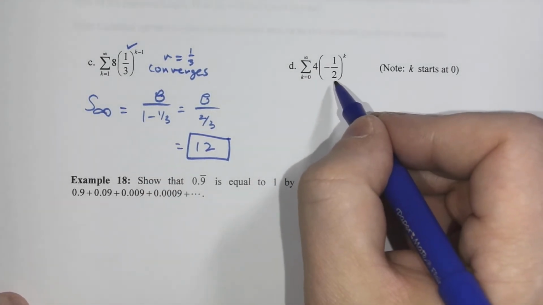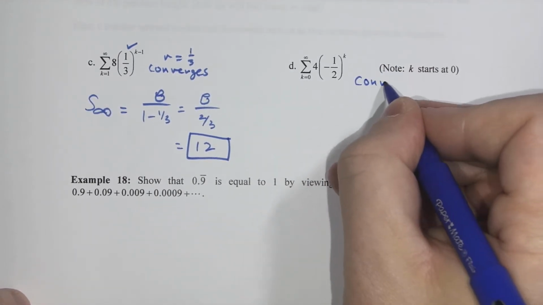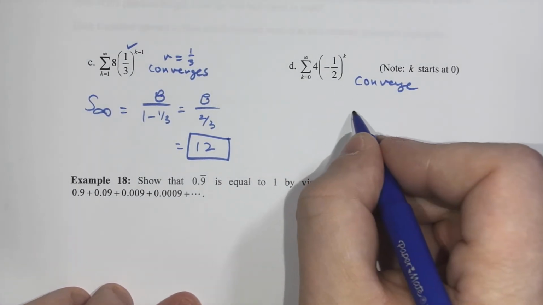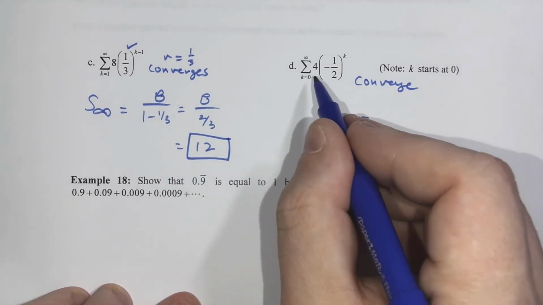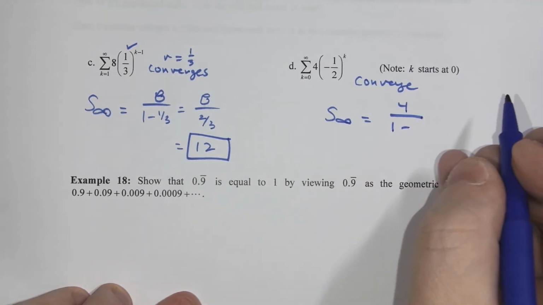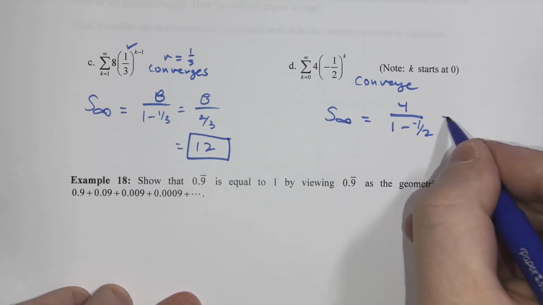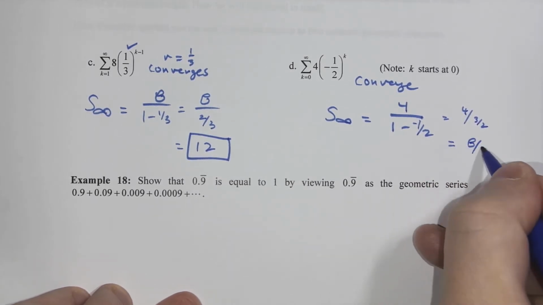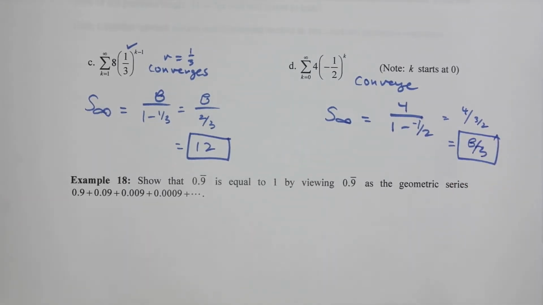And finally, over here, the ratio in magnitude is also less than 1, so this is going to converge. And our sum, S infinity, is going to be a sub 1, the first term. When we plug in 0 in this case, negative 1/2 to the 0 is 1. 4 over 1 minus that common ratio of negative 1/2. So we get 4 over 3/2, which would be equal to 8/3. And that completes these kind of problems.